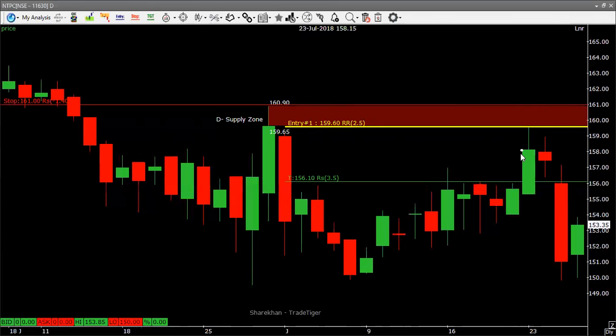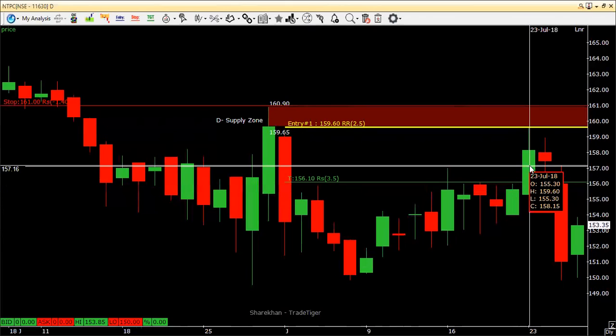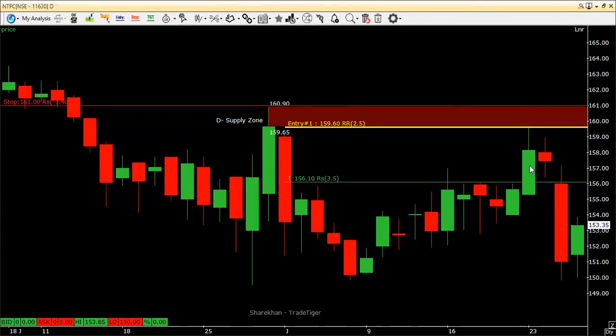So when prices actually moved this week, as you can see, we had a very sharp rise in price, and prices just touched it. In fact, it made the high of the day. Let me show you the high of the day here. The high of the day is 159.60, which is my entry price. So virtually I sold the exact high of the day right here.